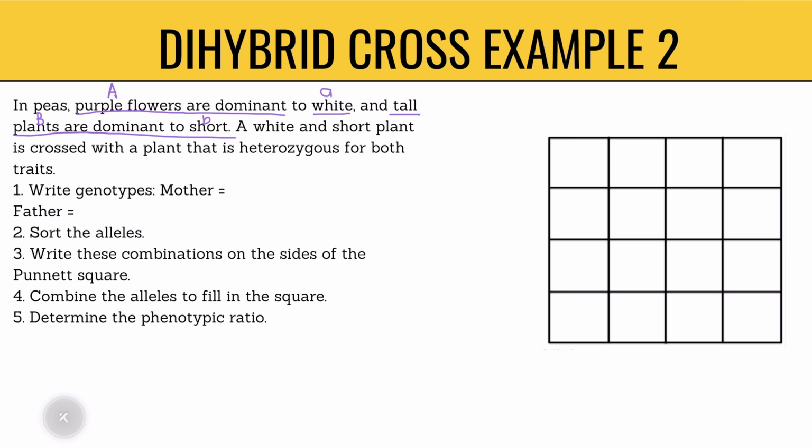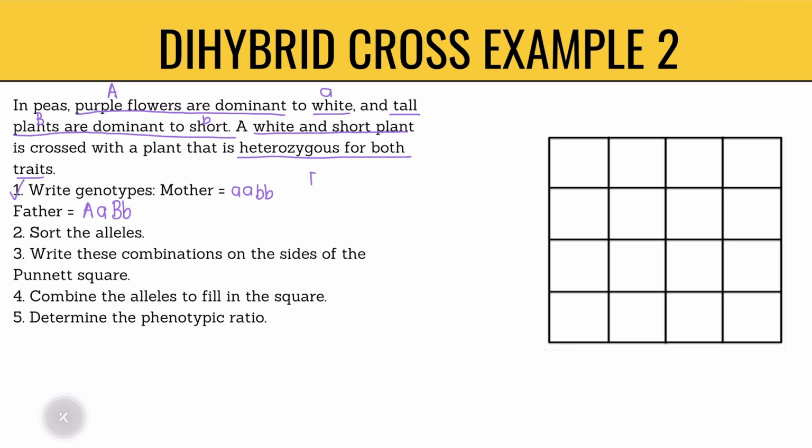So a white and short plant. I'm going to make that mom just because it's parent number 1. To be white, that is little a. And to be short, that's also a recessive trait, so little b. It is crossed with a plant that is heterozygous for both traits, so heterozygous for being purple and heterozygous for being tall. Awesome. Step 1 done.